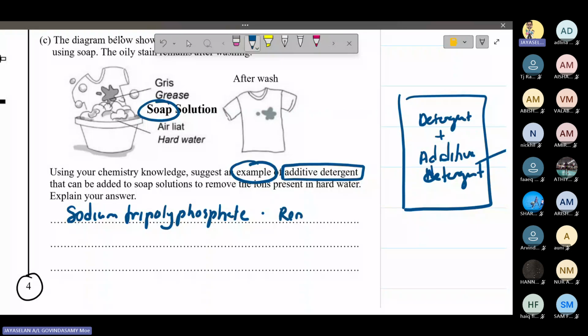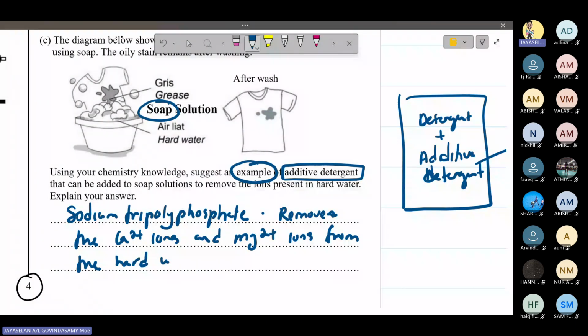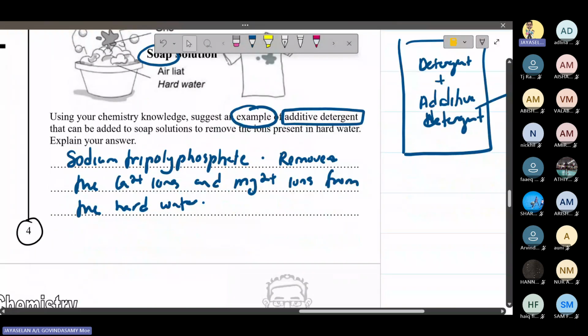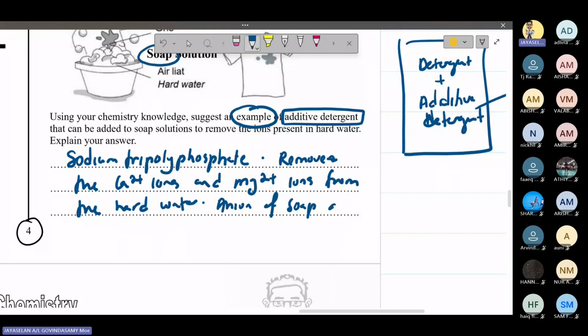It will remove the calcium ion and magnesium ion from the hard water. You guys already scored another mark. Next point, you put what? An ion of soap.